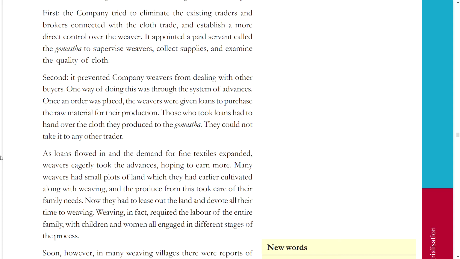Second, it prevented company weavers from dealing with other buyers. One way of doing this was through the system of advances. Once an order was placed, the weavers were given loans to purchase the raw materials for their production. Those who took loans had to hand over the cloth they produced to the Gomastha. They could not take it to any other traders.